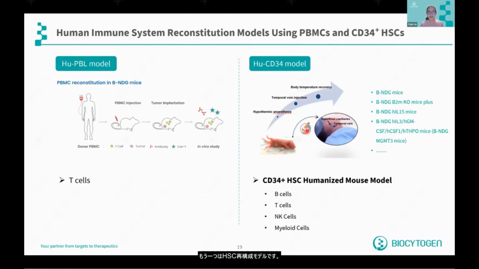Another one is the HSC reconstitution model. For this kind of model, it has B cells, T cells, NK cells, and memory cells, depending on what kind of mice you are going to use. And as long as it has B cells, it is also a very good model for the PD evaluation of targets that are targeting autoimmune disease models.